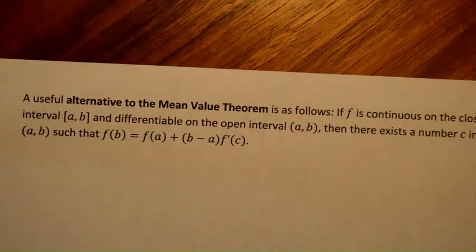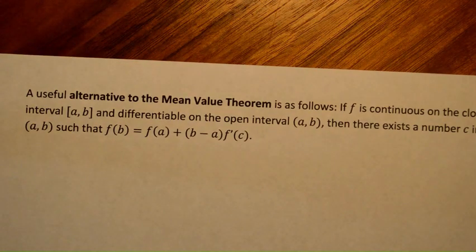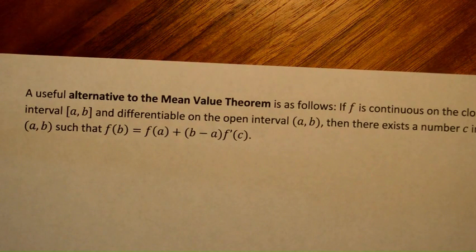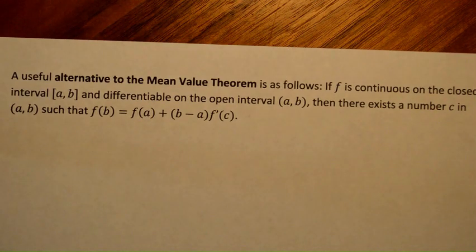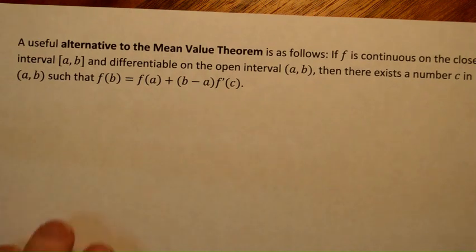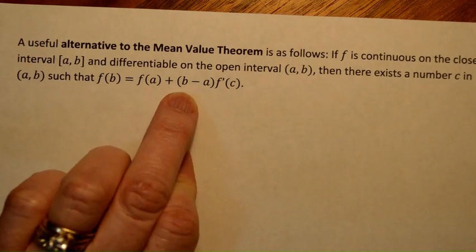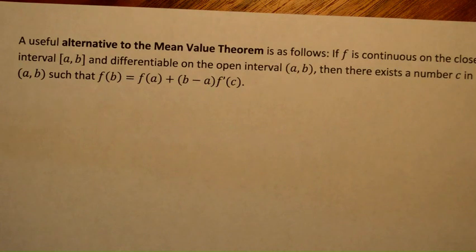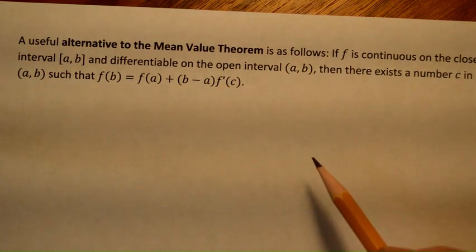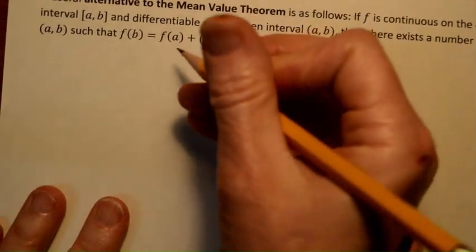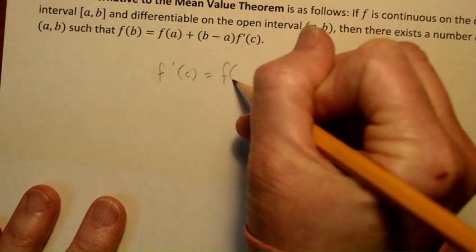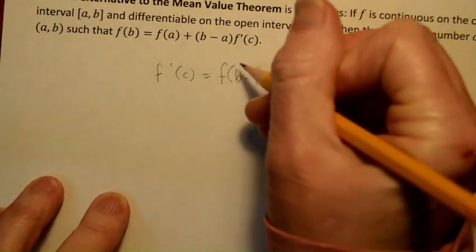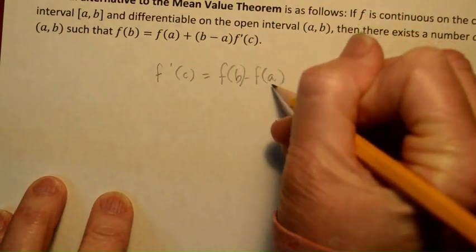Okay, there's one other thing in here, and that is a useful alternative to the mean value theorem. It says if f is continuous on the closed interval [a, b] and differentiable on the open interval (a, b), then there exists a number c in that interval such that f of b equals f of a plus (b minus a) times f prime of c. That might look like it's coming out of nowhere, but let me write this again, which we said before: f prime of c equals f of b minus f of a over b minus a.